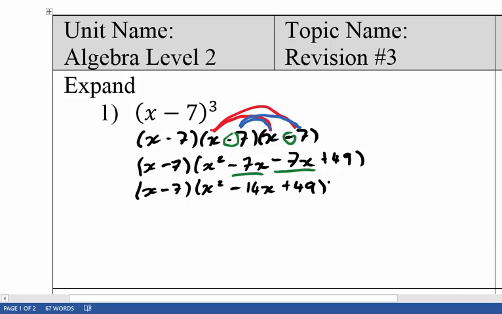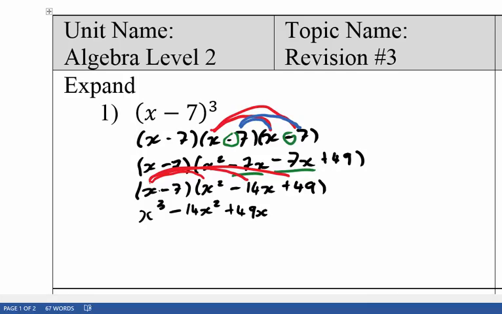Okay, so now I'm going to do the same process that I did up here, down here. So I'm going to go the first one, multiply by the first one, and x times x squared is x cubed. Now I'm going to go the first one multiplied by the second one, which is x times negative 14x. Remember it's a negative 14x, and it'll be squared. Then the first one times the third one, x times 49 is positive 49x. A lot of students forget to put this x in for some reason. Make sure where it's an x times something, you are putting that x in.